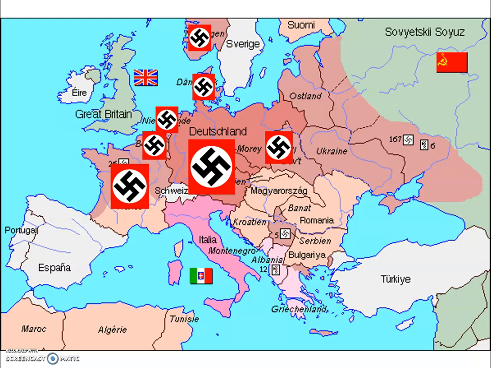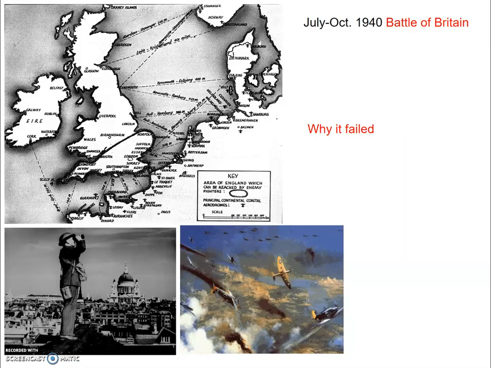Now, you may notice that Britain is an island. This obviously poses a problem, as invasions from the sea are some of the most difficult and dangerous military operations there are. That's what makes the later D-Day invasion in 1944 such an incredible success. Hitler then decides that rather than launch an Operation Sea Lion, an invasion of Britain, he's going to try to break the British from the air.